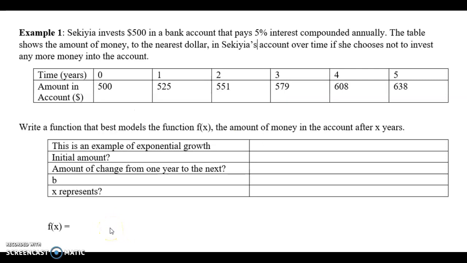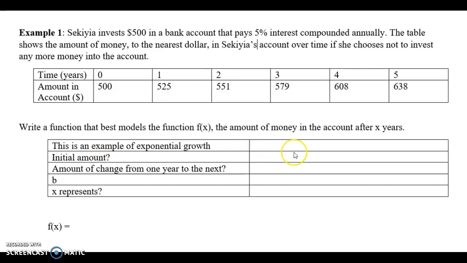In our first example, I have Sakai, who invests $500 in a bank account that pays 5% interest compounded annually. This is a table that shows the amount of money to the nearest dollar in Sakai's account over time if she chooses not to put any more money into her account. In 0 years, she has $500, 1 year, $525, 2 years, $551, 3 years, $579, and so forth. I want to write a function to determine the amount of money.